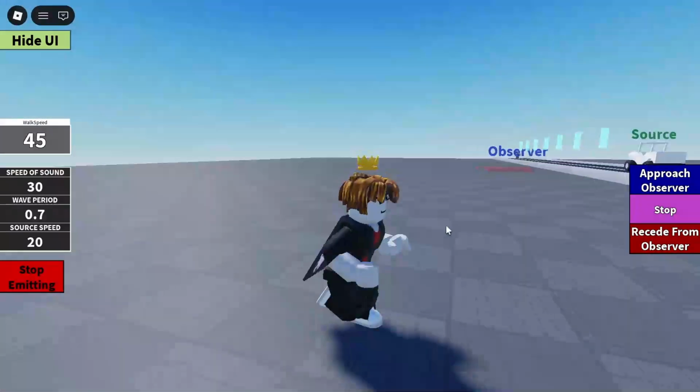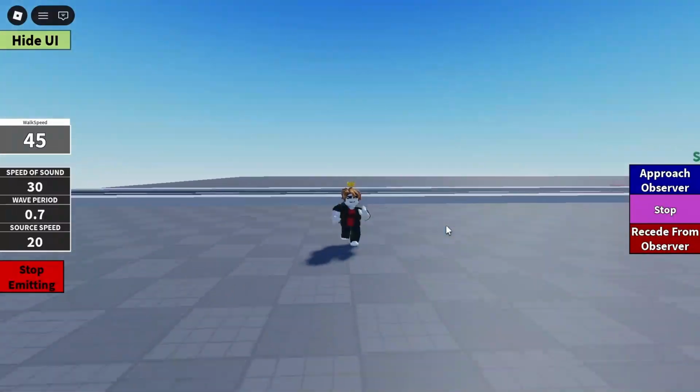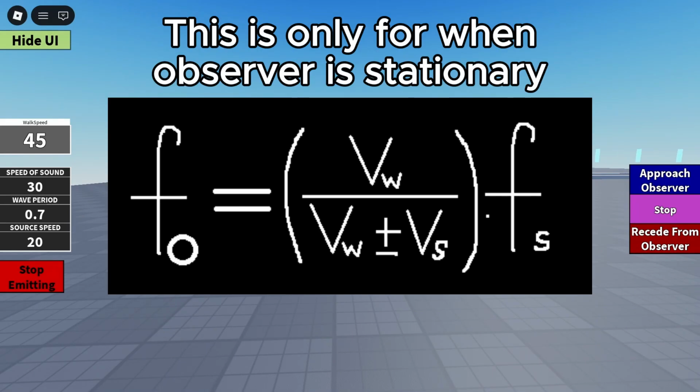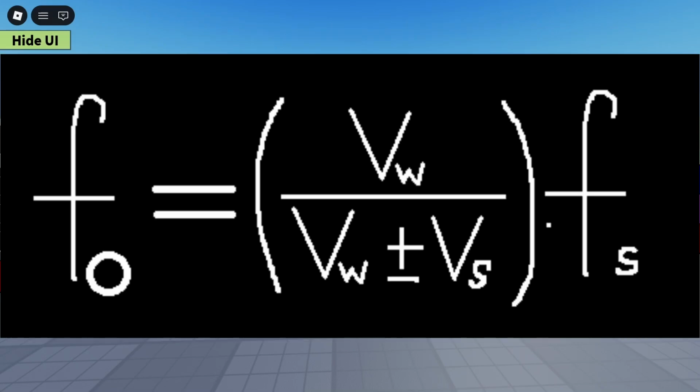Now, I don't want to get too deep into math calculations regarding this, since this video was more or less intended to help visualize the effect. But here's the basic Doppler effect equation. In this equation, fo is the observed frequency, fs is the actual frequency that was emitted from the source, vw is the speed of the wave, and vs is the speed of the source.